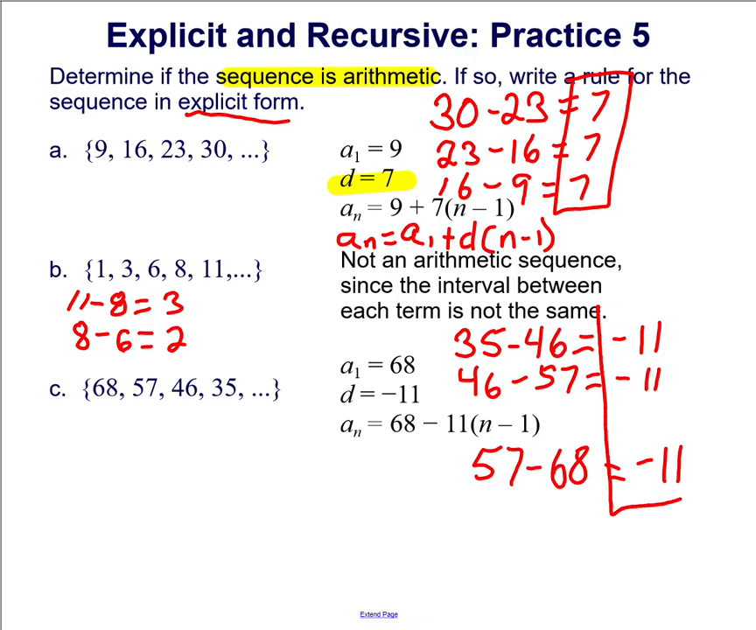The fact we get negative 11 all three times indicates that there is a common difference, negative 11. So we take our general formula, and we put the negative 11 right here in front of the n minus 1, and we take our first term and we put that right here. So a sub n is equal to 68 minus 11 times n minus 1. And that's how you determine whether or not a sequence is an arithmetic sequence and how you write the rule in explicit form.